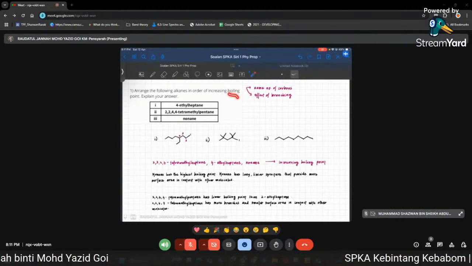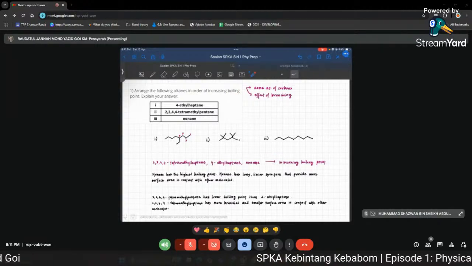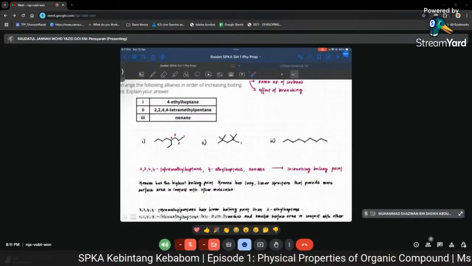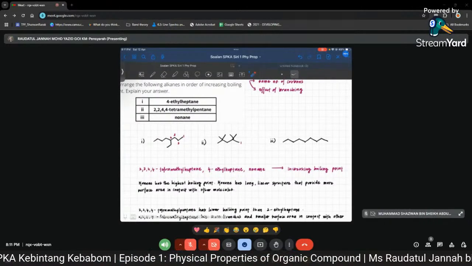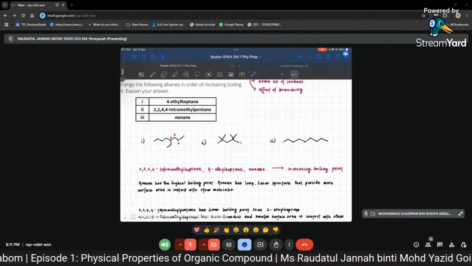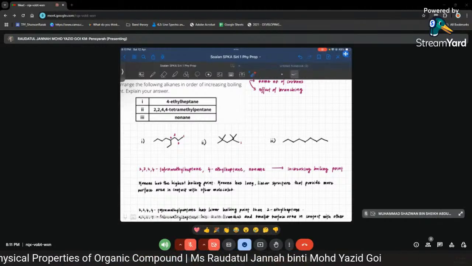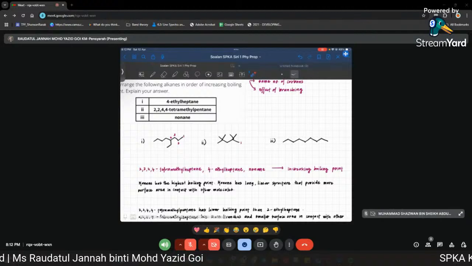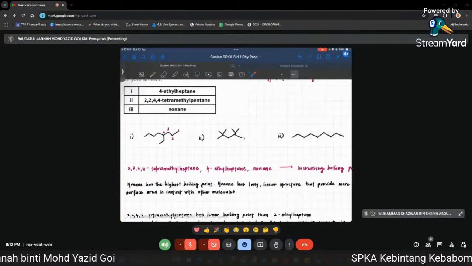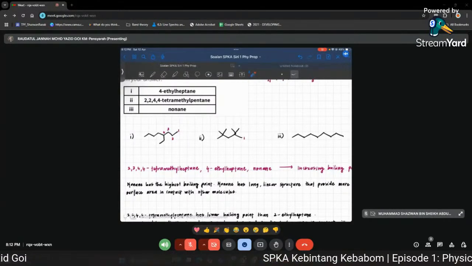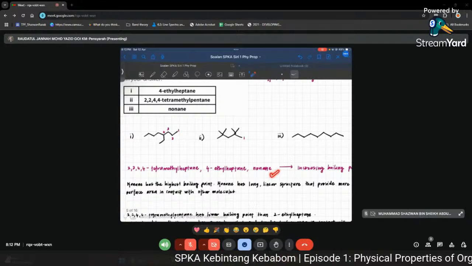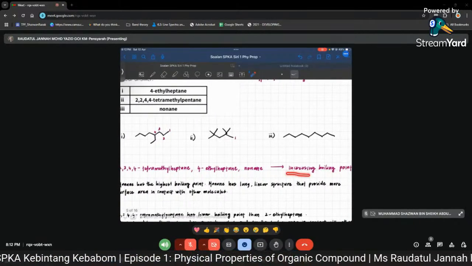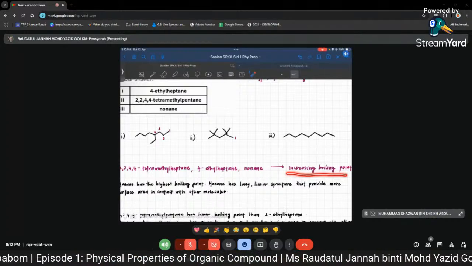And macam yang kita dah discuss tadi, weaker intermolecular forces means you have smaller boiling point. So for this one here, I susun my answer like this, of which I akan susun 2,2,4,4-tetramethylpentane followed by 4-ethylheptane and nonane. Okay, so I letak koma and then I letak kat tepi reference. This is in the order of increasing boiling point.